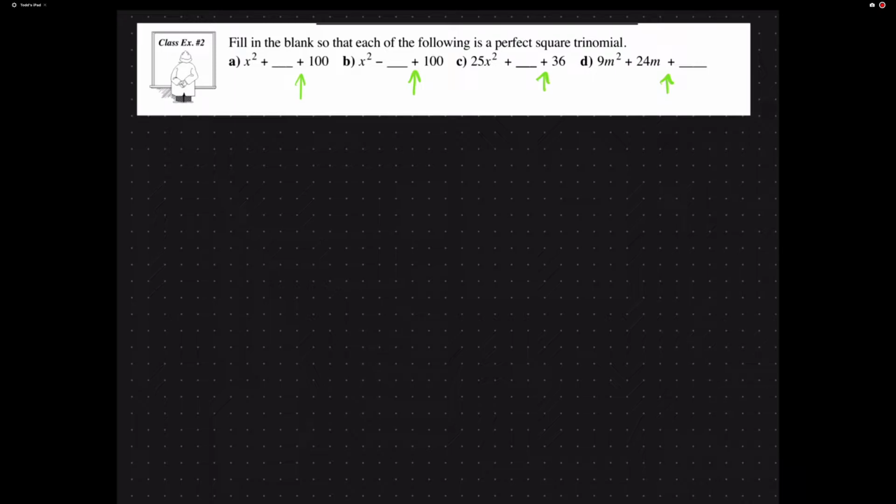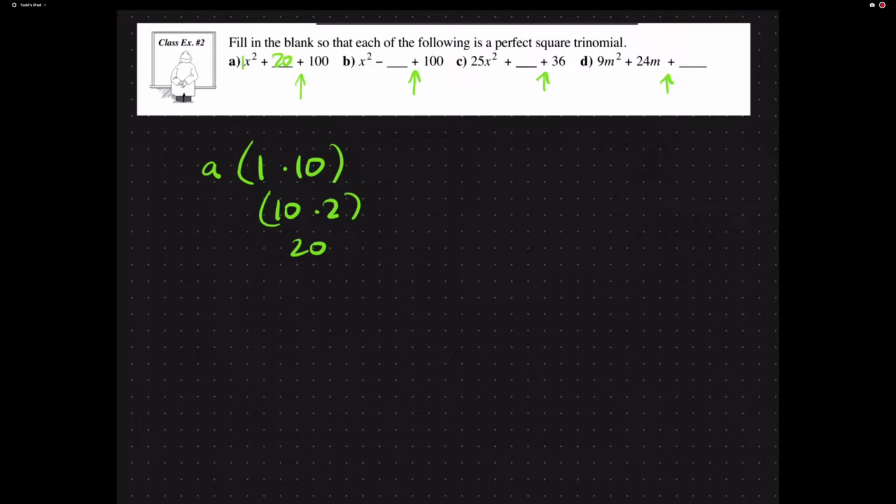So on example A, what's in front of the x is a 1. So the square root of 1 is 1. And the square root of the third term, c, is going to be 10. So 1 times 10 is going to be 10. And we want to double that. So we're going to end up with 20. So that term in the middle is going to be 20.